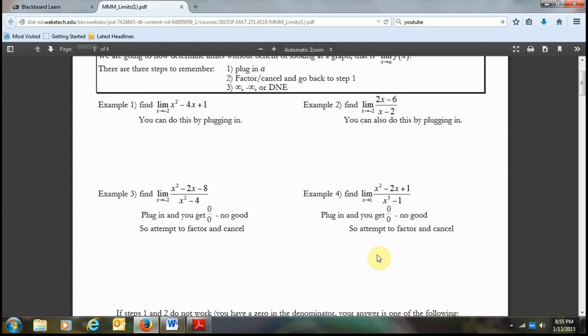In this case, that's okay. It's not a 0 in the denominator after you cancel. It's just a limit of 0.